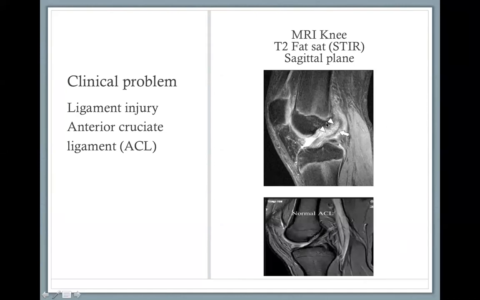This is a patient who has an injury of the ACL, the anterior cruciate ligament, and you can see that it has lost its continuity, but there is also a lot of fluid around it. And here you can see why you would benefit from a STIR sequence, which suppresses the signal of the fat, because you get better visualization of edema. If this was all bright, you would not be able to appreciate edema as well.